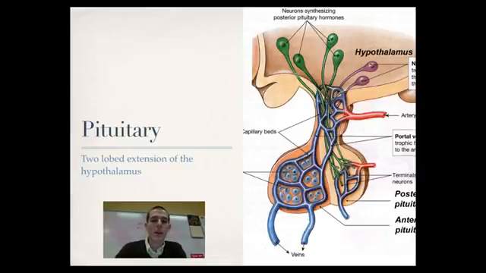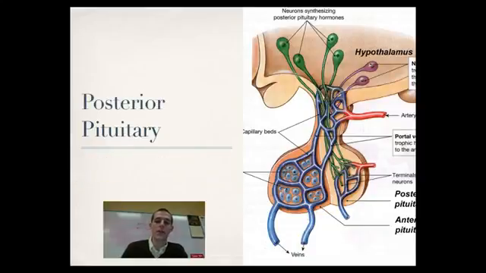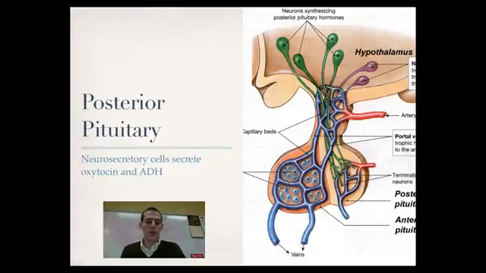So let's take a minute and talk about the two halves of the pituitary. They are very distinct from each other and they act differently, and we're going to actually stick with the same diagram. So talking about the posterior pituitary first, that would be this half of the gland right here. It is an extension of the hypothalamus, so it comes right off of it. It has neurosecretory cells, which you can see are these green cells that come in from the hypothalamus and kind of run into the posterior pituitary.